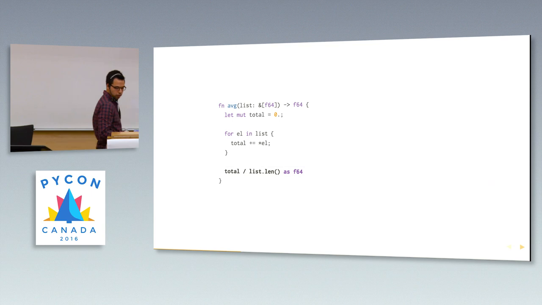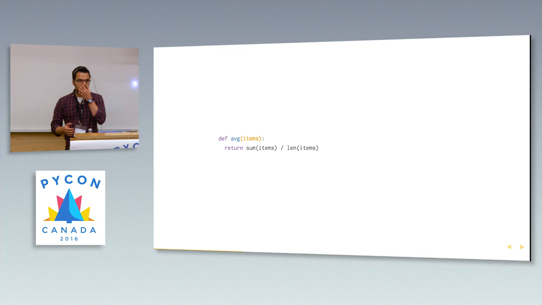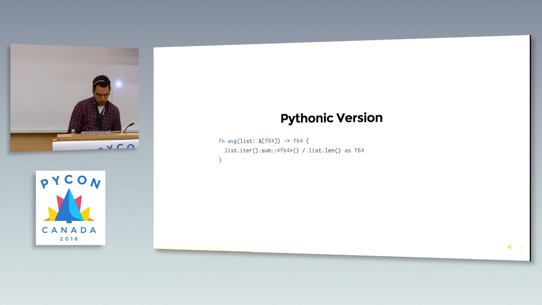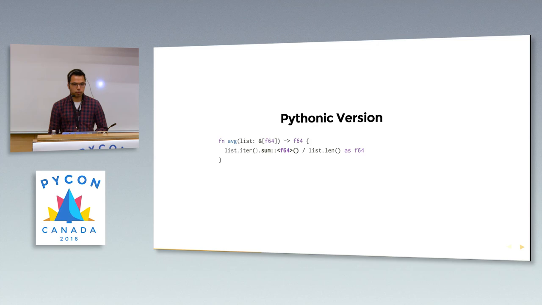So if you were to write this in Python, you would probably say, just give me the sum of the items and then divide it by the length. And you can do that in Rust too. Rust has these abstractions like iterators. So what I do now is I ask for an iterator over this array. I ask for its sum, and then I type annotate it with a 64-bit floating point, and then divide by the length like before. So this works, and it's actually the same speed as the other one.